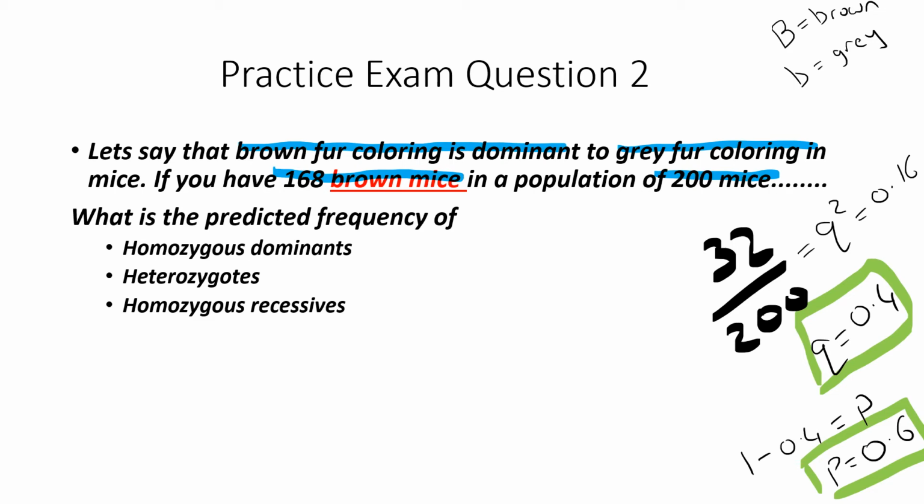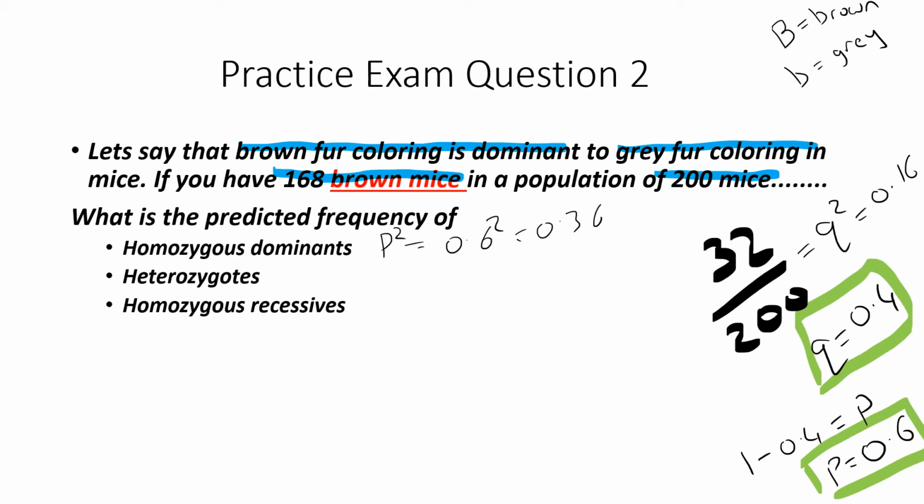Now I've got P and Q, I can essentially answer any question they give us. It says, what is the predicted frequency of the homozygous dominance? Well, the homozygous dominance, of course, is our P squared. We know the value for P is 0.6 squared. So 0.6 squared gives us a value of 0.36, which we can give as a frequency, meaning it is 0.36. If we needed to turn it into a percentage, we could simply times by 100.